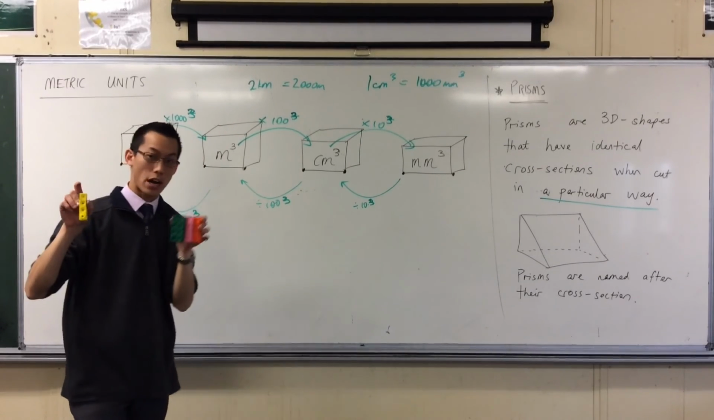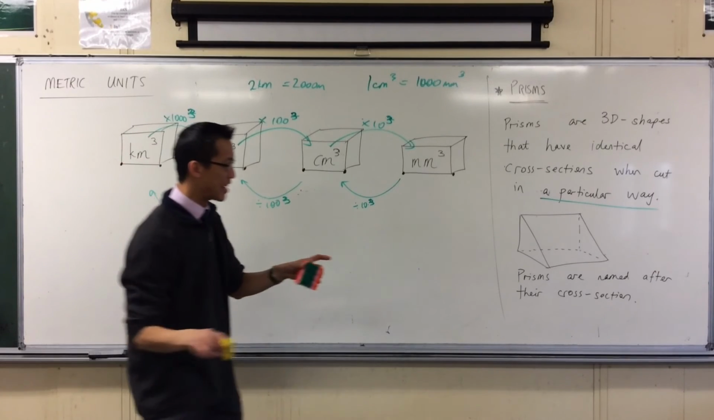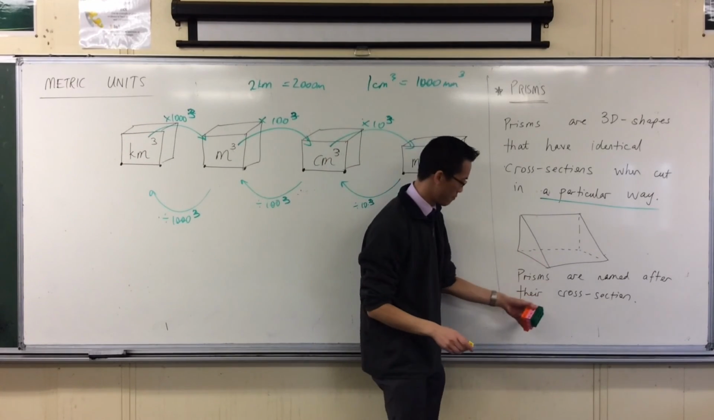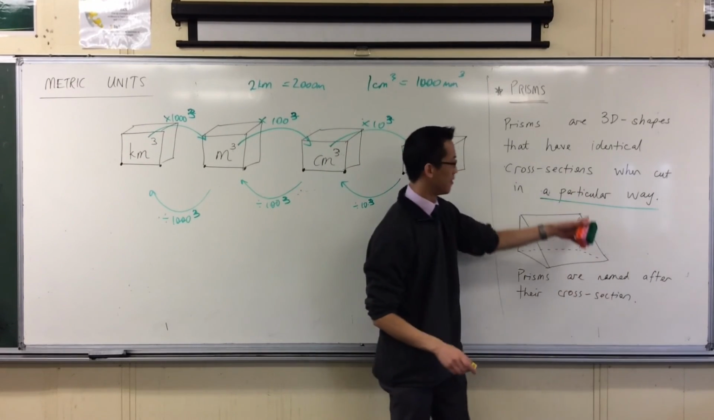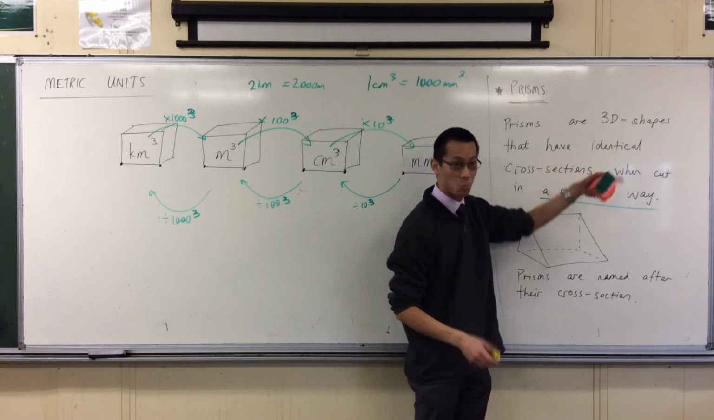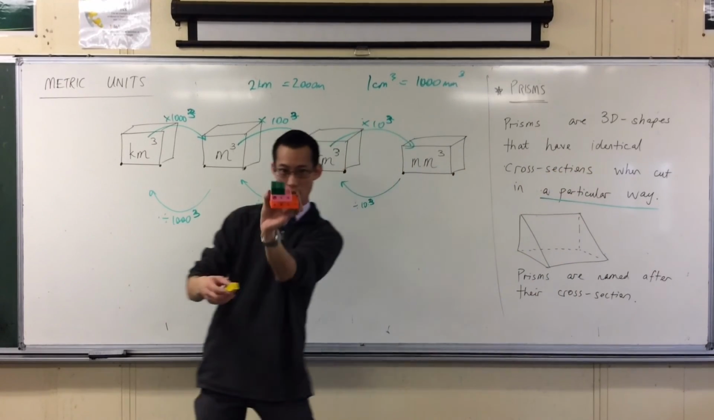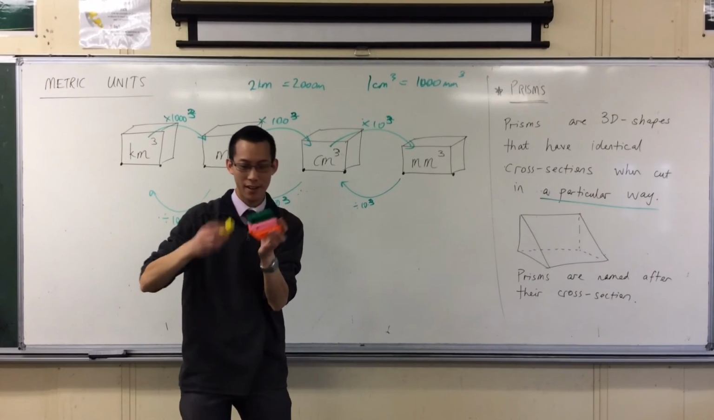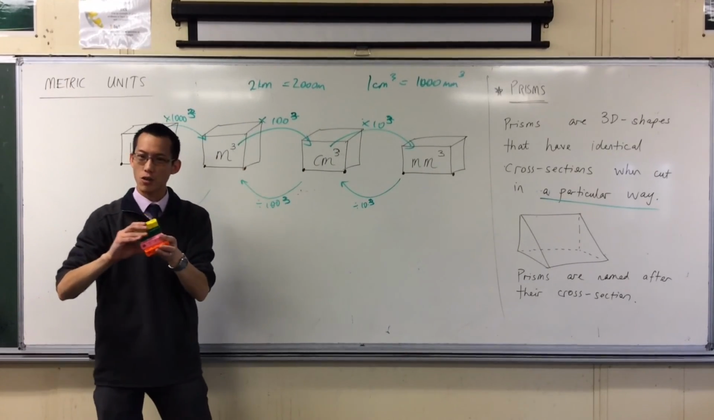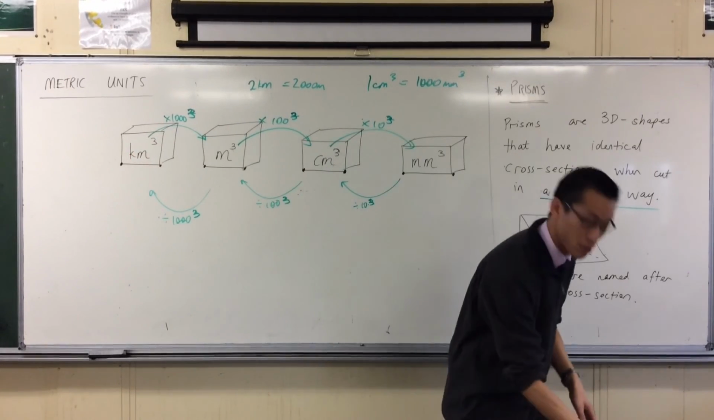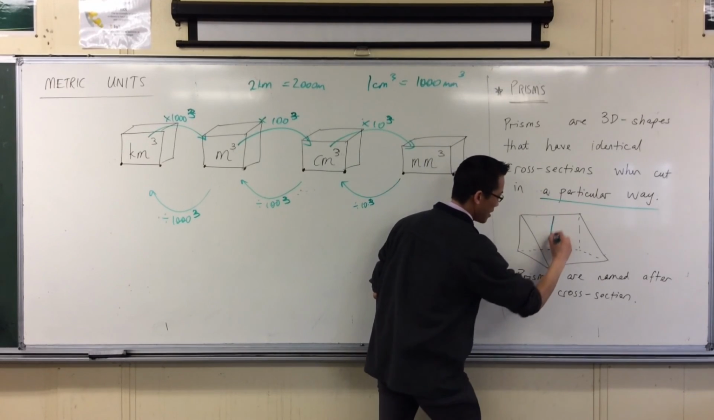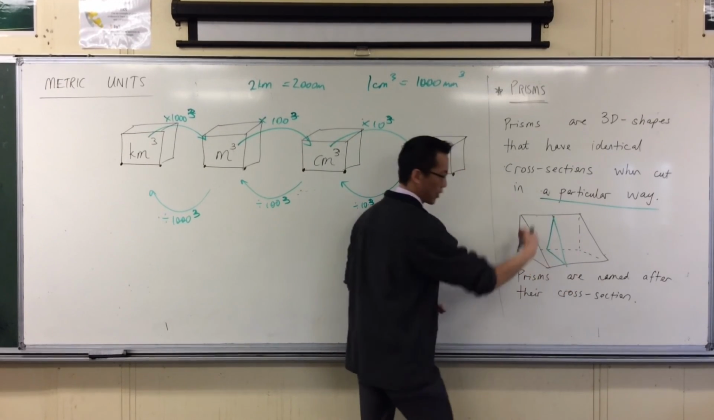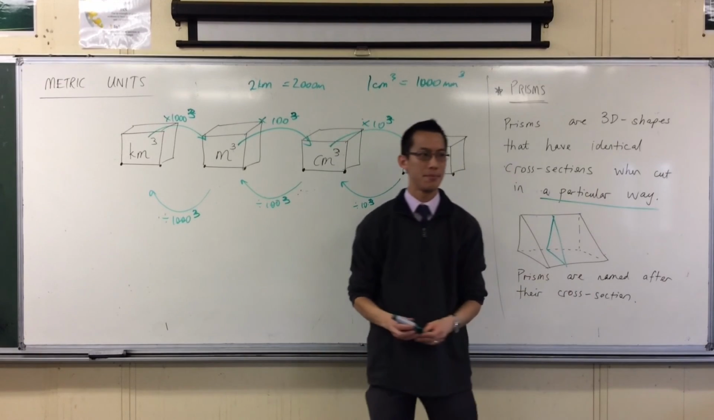So even though I could cut this shape into rectangles, it's not a rectangular prism because the cross section, if I want it to be identical, has to be a triangle. I've got to cut it along that way. Does that make sense? Okay. So there you go. There's our triangular prism, and it's a triangular prism because we can cut it any way along here, and we'll get the same triangle every time. Does that make sense?